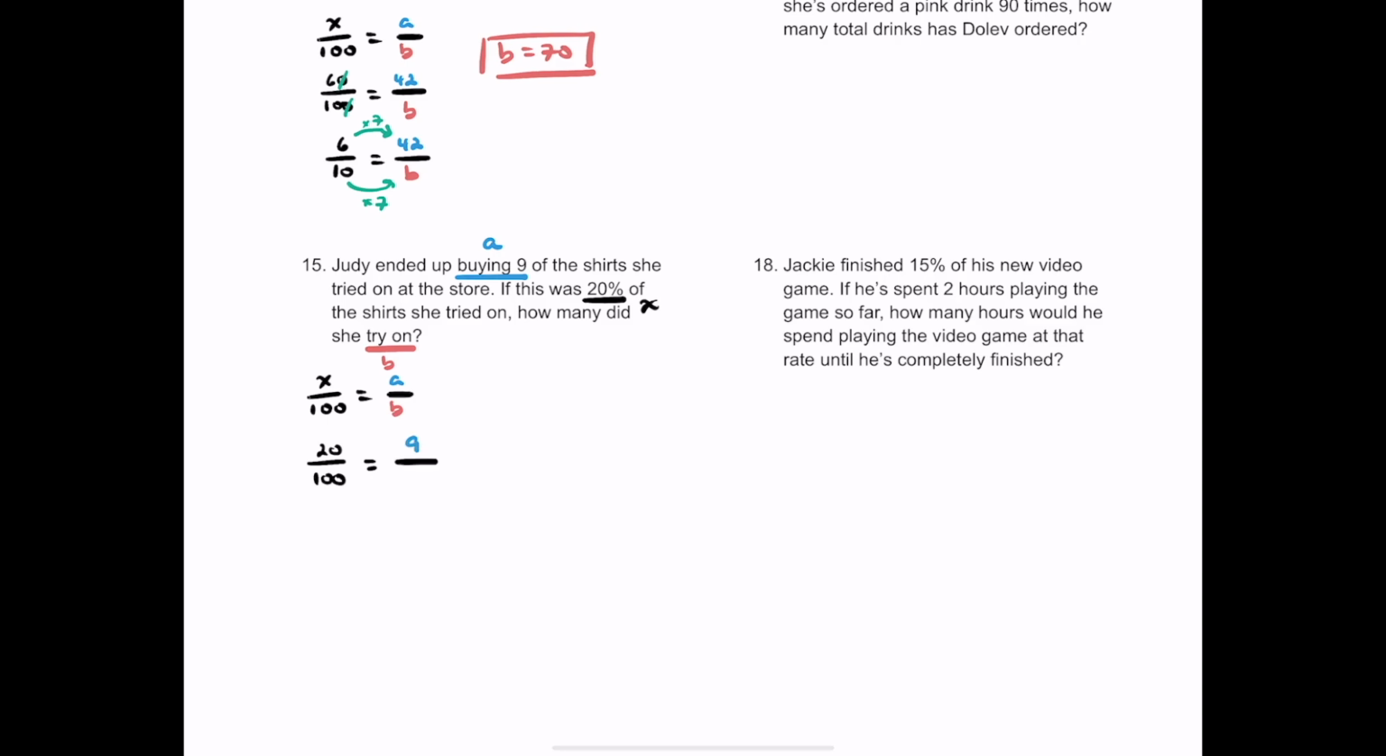a, which is 9. She bought 9 of them out of how many? Well, we don't know, but that was 20%, right? You can divide this by 10 and 10 to get 2 over 10. We can divide that by 2 to simplify a little more. It says 1 to 5 is equal to 9 to b. And say, okay, 1 times what gets you 9? Well, we like the unit because it's easy. You can just multiply by 9. So 5 times 9 is going to get us b. 5 times 9 is 45, so we can say b is equal to 45.